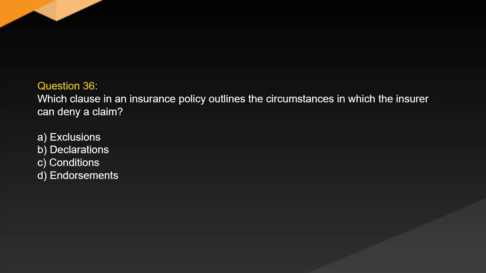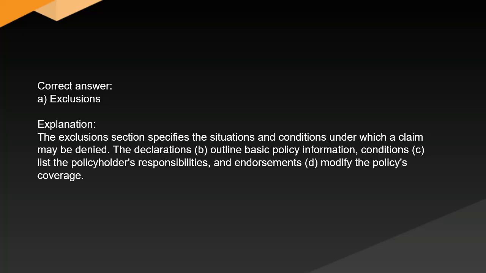Question 36. Which clause in an insurance policy outlines the circumstances in which the insurer can deny a claim? A. Exclusions. B. Declarations. C. Conditions. D. Endorsements. Correct answer: A, Exclusions. Explanation: The exclusions section specifies the situations and conditions under which a claim may be denied. The declarations (B) outline basic policy information, conditions (C) list the policyholder's responsibilities, and endorsements (D) modify the policy's coverage.